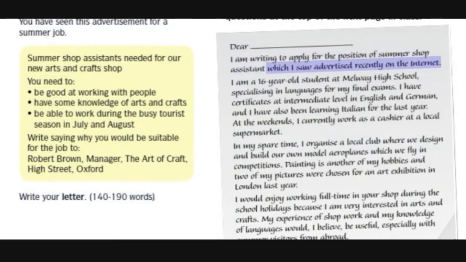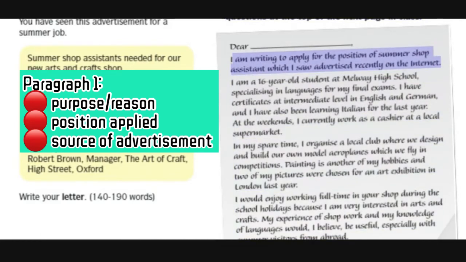Okay, not necessarily on the internet, it can be in the newspaper as well, right? But nowadays, mostly we get the information from the internet. Okay, so this is the first paragraph. You tell the purpose or the reason for you to write this letter. What is the job that you are applying for, and from where you saw this advertisement. Just one sentence is enough.